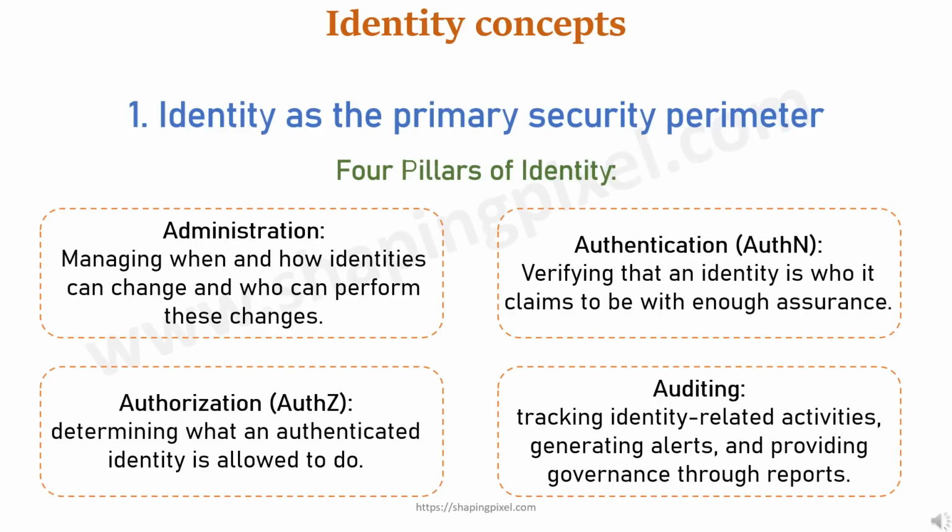Four pillars of identity. Administration. Managing when and how identities can change and who can perform these changes. Authentication. Verifying that an identity is who it claims to be with enough assurance. Authorization. Determining what an authenticated identity is allowed to do. Auditing. Tracking identity related activities, generating alerts, and providing governance through reports.